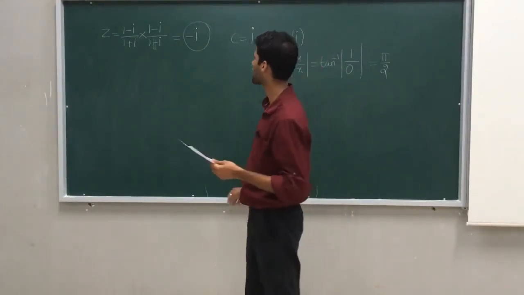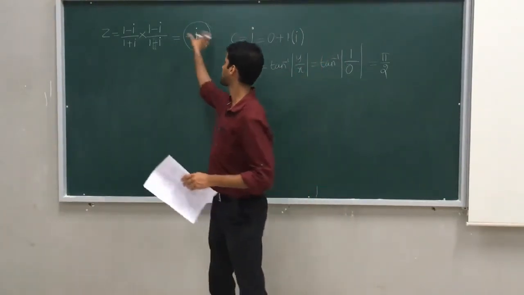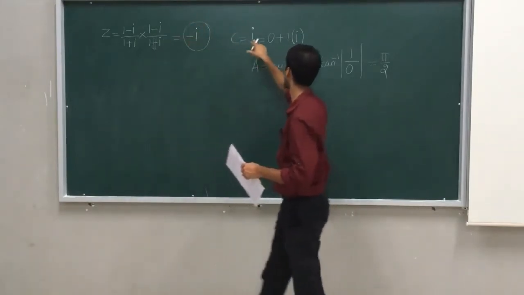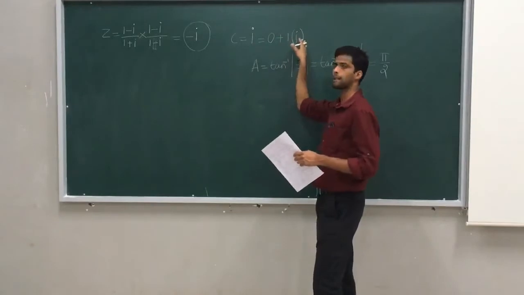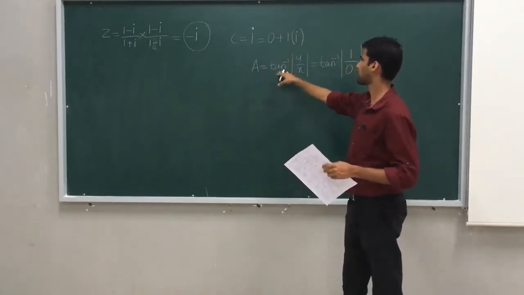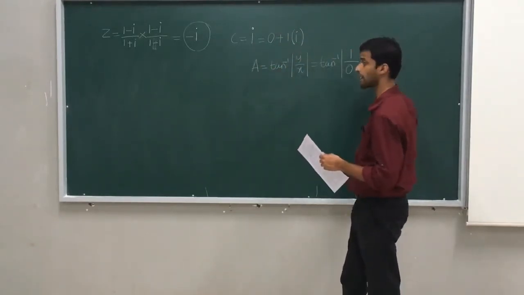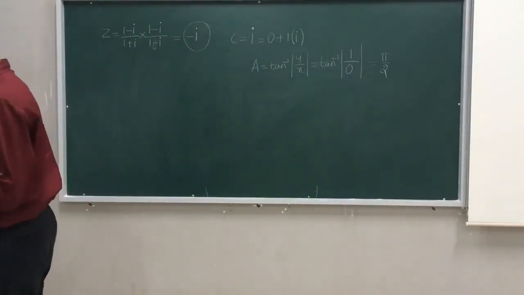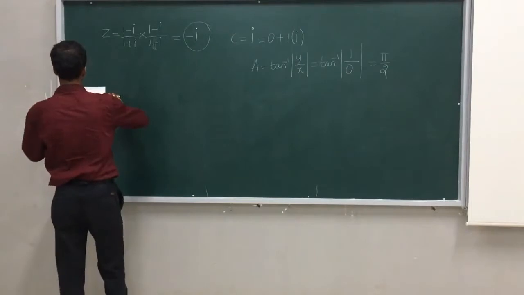Because they asked for the argument of the complex conjugate of this. I already got the complex number in standard form, and I want the conjugate of this. So the conjugate of this is plus i. I formed it in a plus ib style. I know the argument formula, applied it, and got the answer pi by 2. So option D is the right answer for this question. Let's jump to the fifth question.